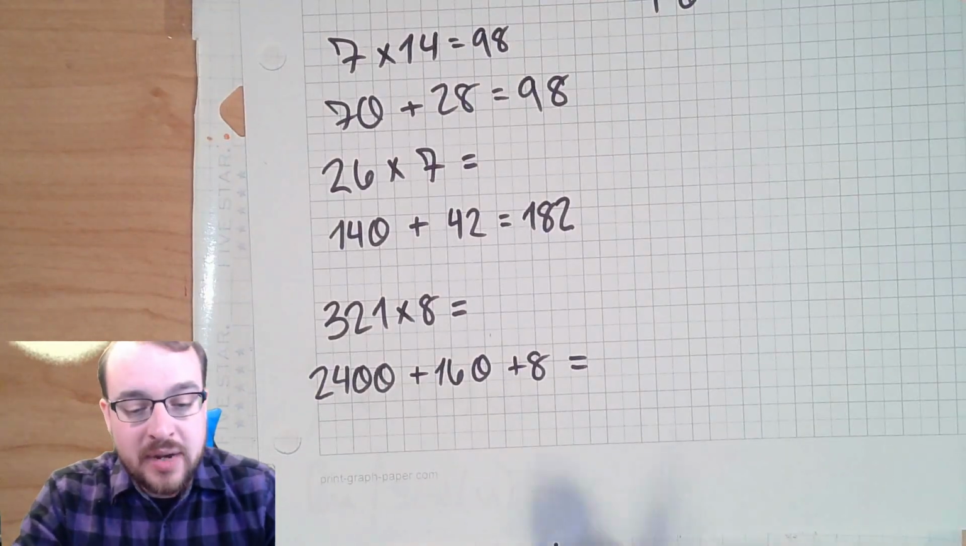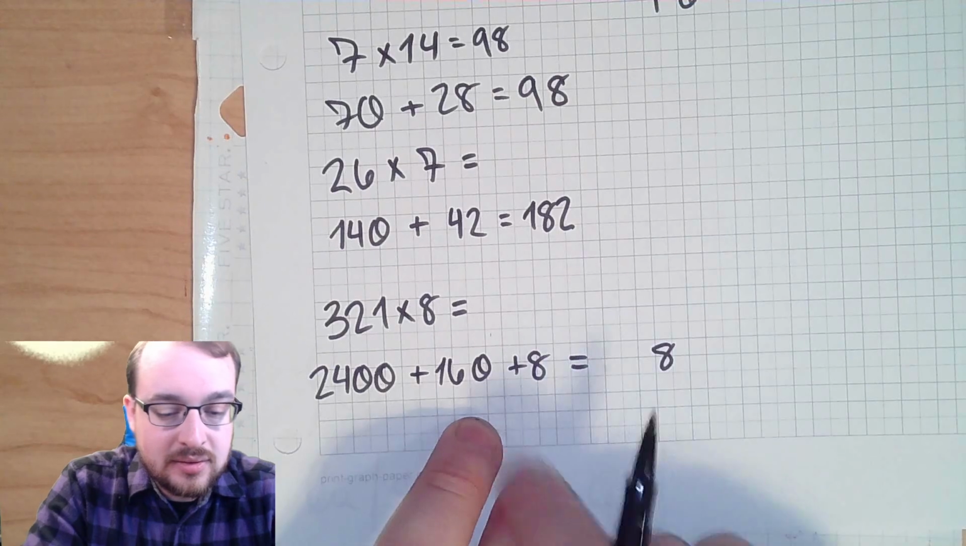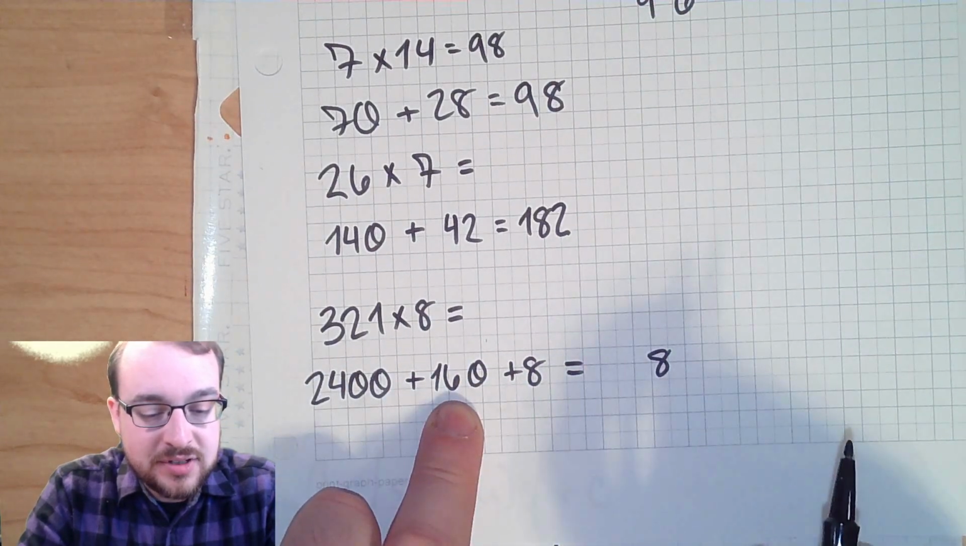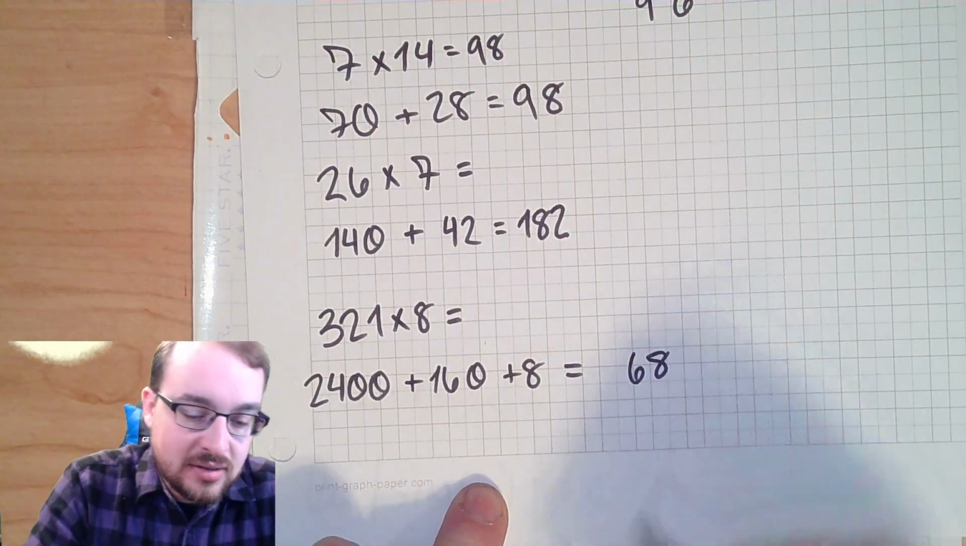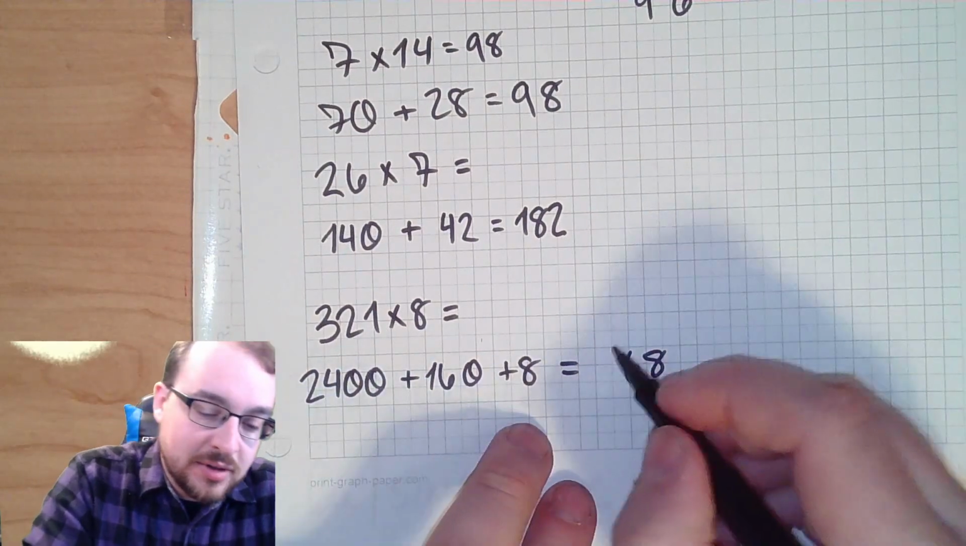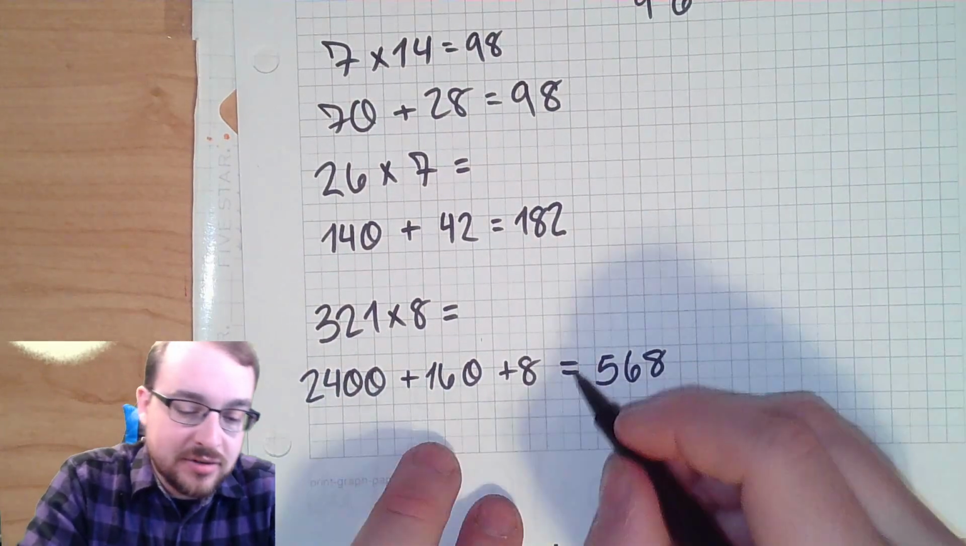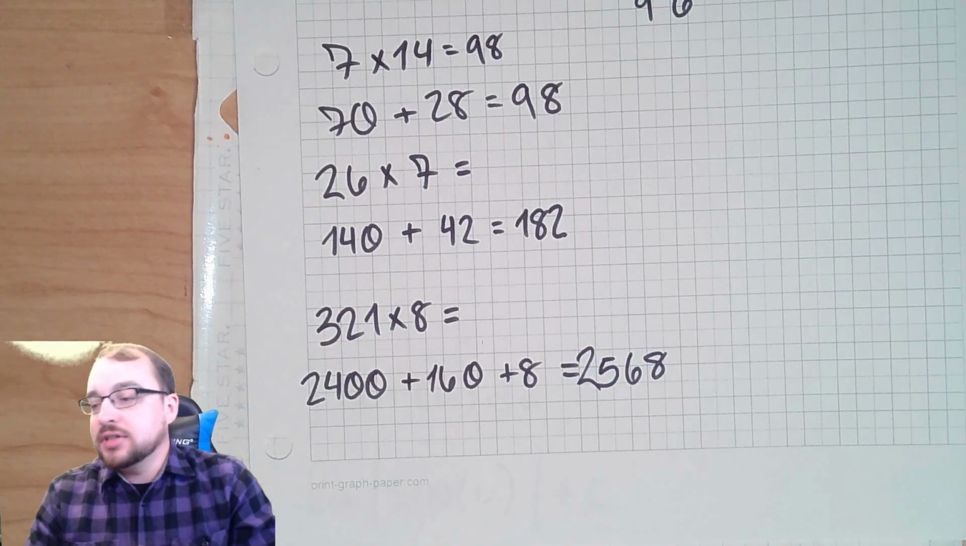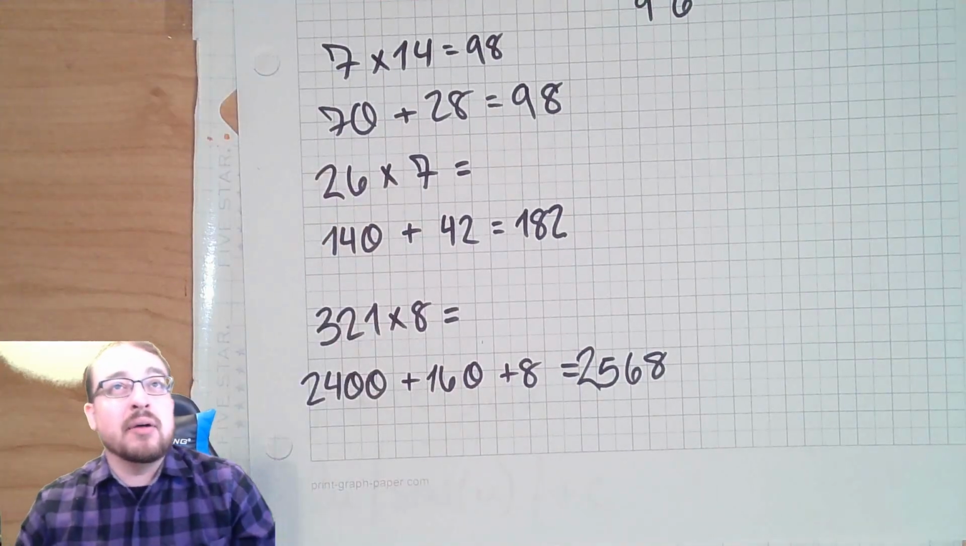So if I add up from the back, looks like I get 8. 10's place, I have 6, so a 60. And then I have 100 plus 400, which is 500. And then I have 2,000. So 2,568. Start doing math that way, break things down.